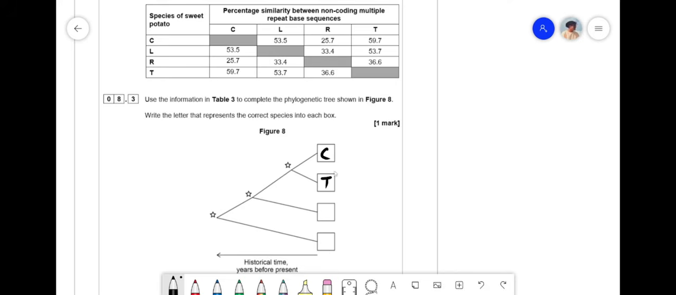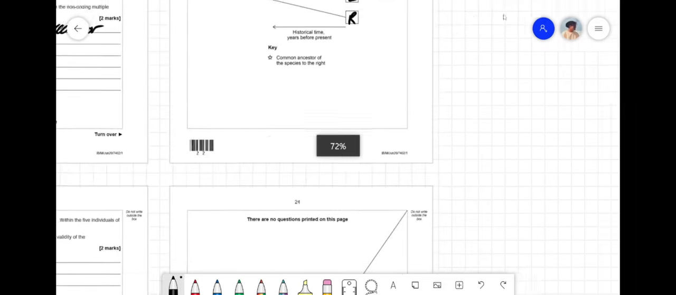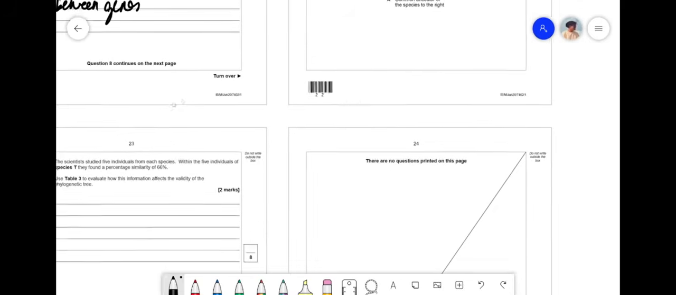The way we do it is we compare how similar they are to the T. So look at R and T and L and T. R and T is 36%, L and T is 53%. Because these are branched off closer together, it's probably going to be the L that is here, because they have to be more related. If you compare this box and this box, they're spread out further. This L has to be more closely related to it because it branched off at a sooner point than R did. Right.